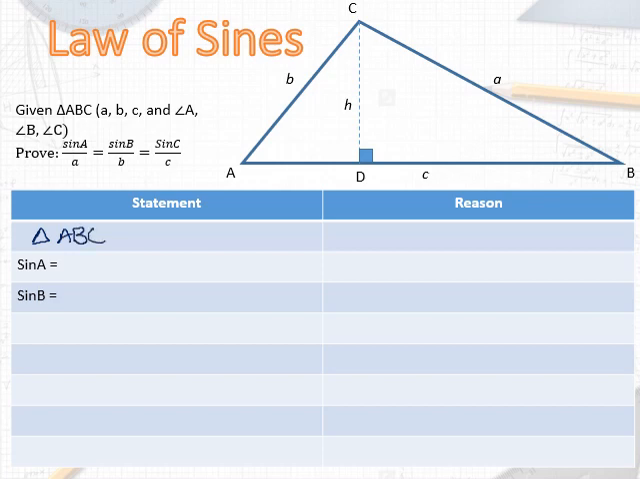So it's a triangle ABC. The corners are A, B, and C. The sides are lowercase a, lowercase b, lowercase c. This is our given. So to start us off, this is a partial proof, kind of give us a hint where to go.